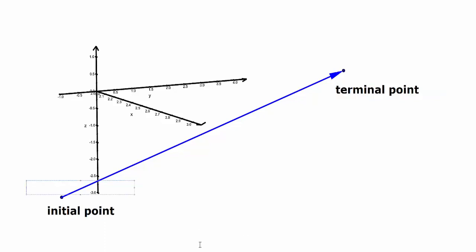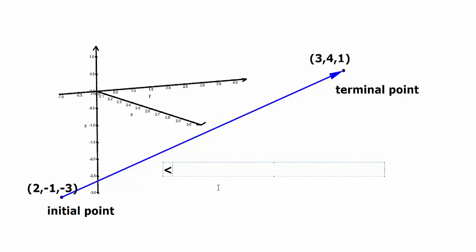Now the coordinates of the initial point here are 2, -1, -3, and that of the terminal point are 3, 4, 1. Now when we know the coordinates of the initial and the terminal point, then we can write the vector as, here is one notation, that is, we can take the difference of the coordinates of the terminal point and the initial point in that order.